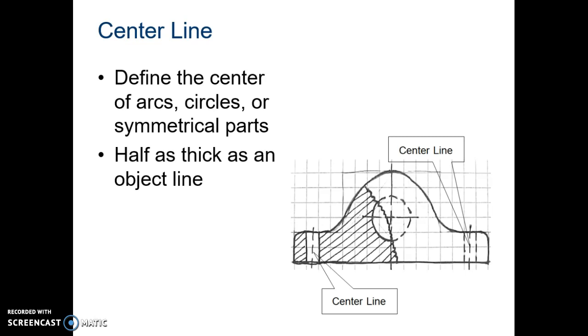In the middle of the two holes are longer dashed lines called center lines. Center lines represent the center of symmetrical features. In this case, the two center lines represent the middle of the circular holes.